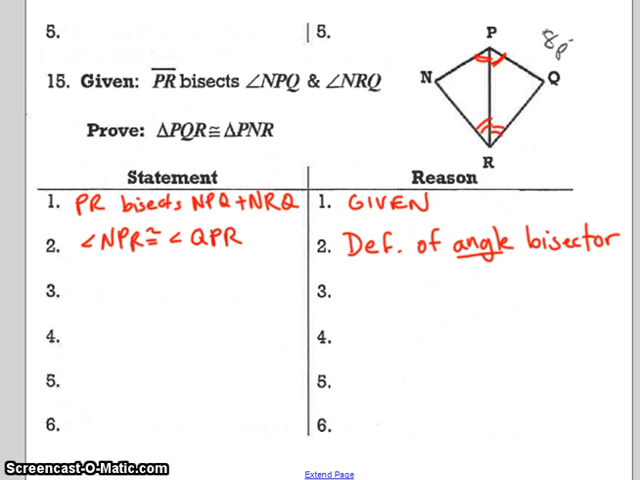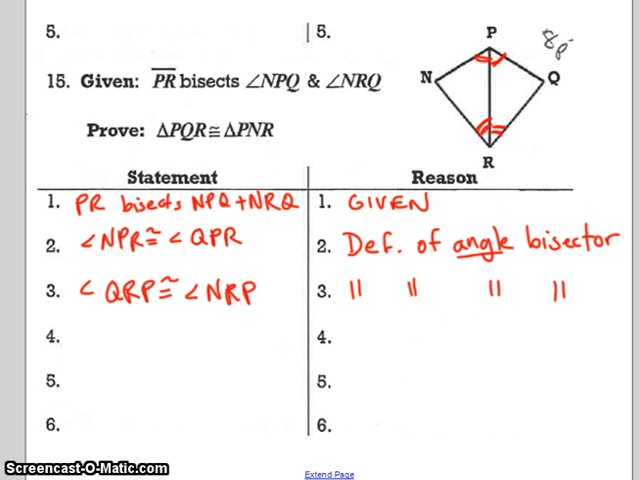Okay, we also know that angle QRP is congruent to angle NRP. Alright, and that's same reason. Definition of angle bisector. Okay. Probably should have wrote NRP, QRP because I wrote NPR in the last one. But either way, we show that these two angles are congruent.